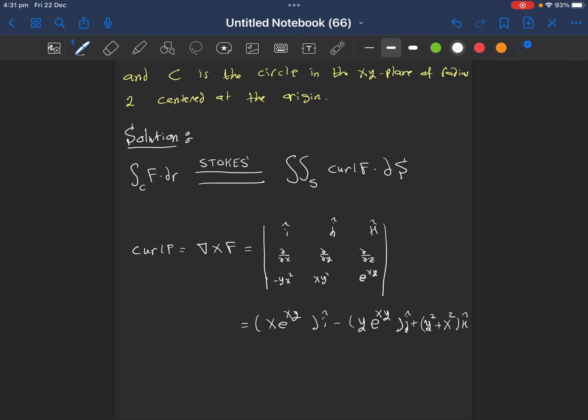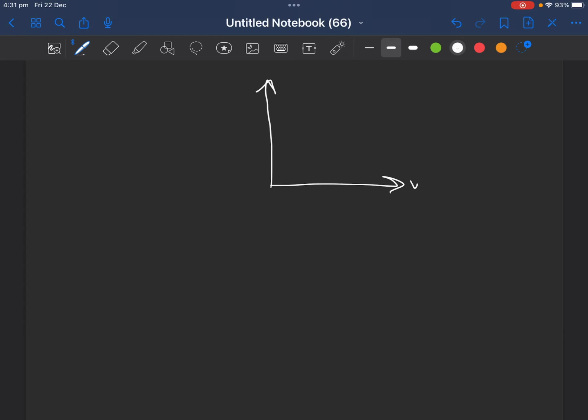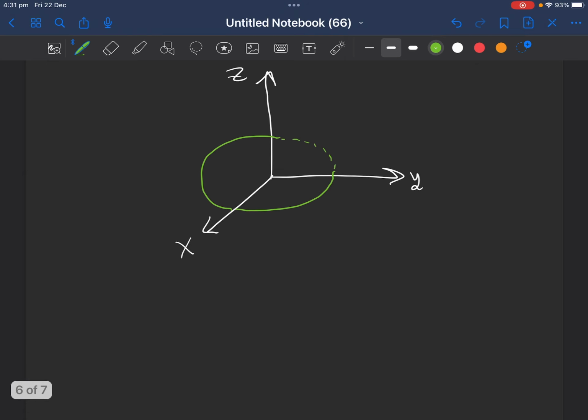Second, we need to find a good surface that has C as a boundary. So let's go here and evaluate the situation. Of course, what I have here is a circle of radius 2, something like this. Okay, so this is 2, this is 2. And now I need to have a surface which has the boundary as the circle.